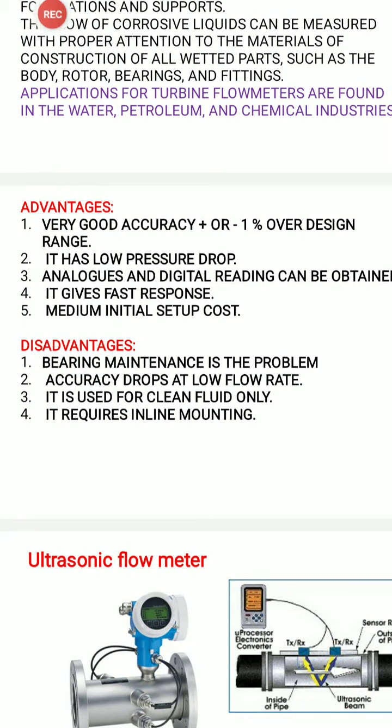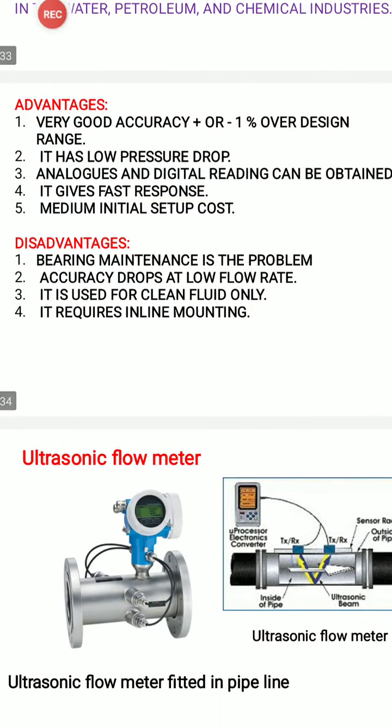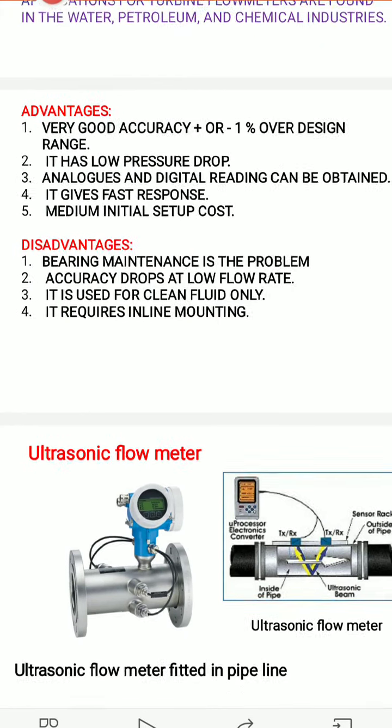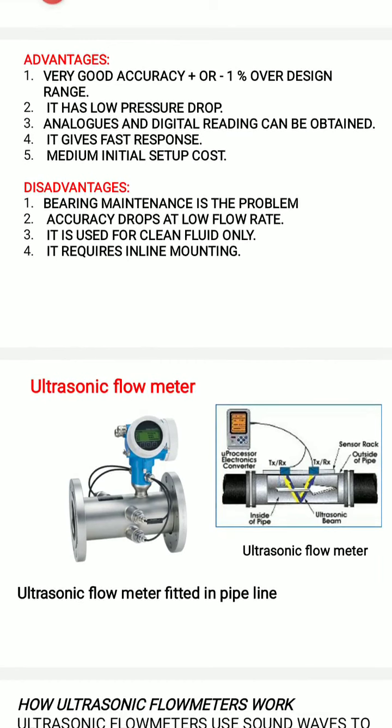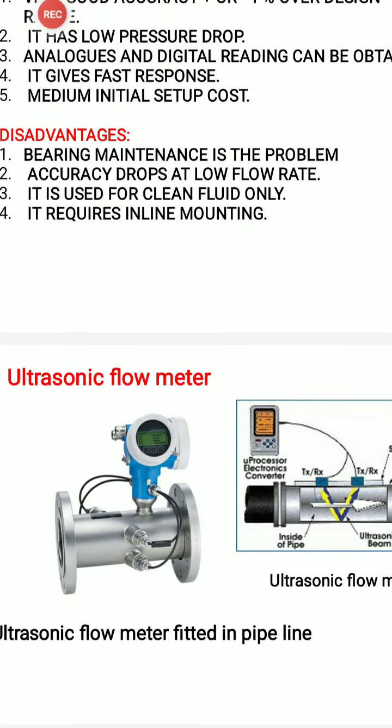Very good accuracy, plus minus 1% over design range. It has low pressure drop. Analog and digital readings can be obtained. It gives fast response. Medium initial setup cost. So we have to consider the shaft on which blades are fitted, the bearings, and how it is mounted inside the piping arrangement or outside the piping arrangement. We have to consider how the pulses can be generated and detected.